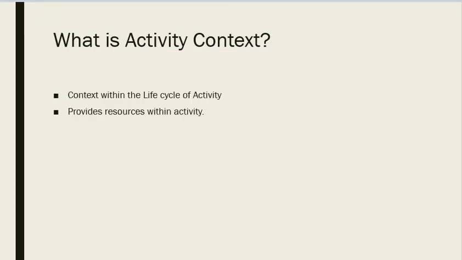So what is Android activity context? I already described the application context. So we have two kinds of context: application context and activity context. Activity context is within the scope of the activity only. Just during the life cycle of the activity, this context is accessible or used. It cannot be used from other components or other activities, and it provides us resources within the activity. So this is the difference between activity context and application context.